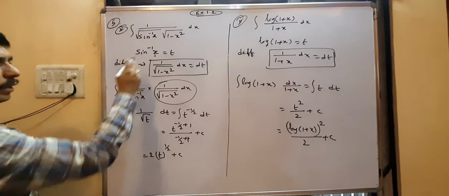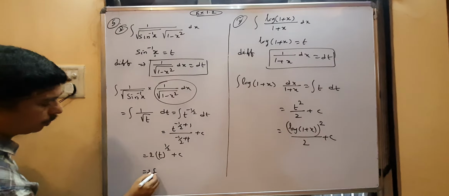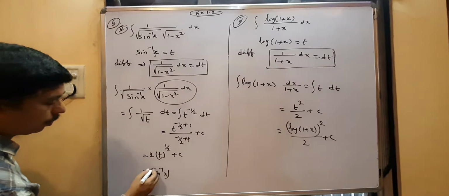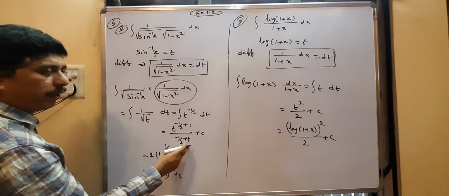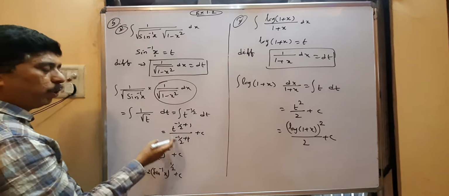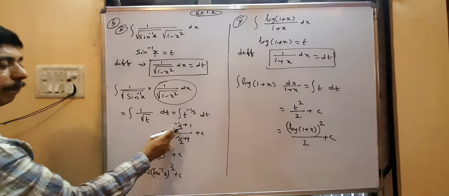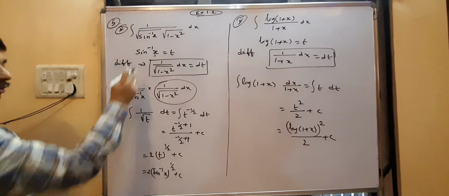What is the value of t? Sin inverse x. So 2 into sin inverse x whole power 1 by 2 plus c. In the denominator, minus 1 by 2 plus 1 is 1 by 2. 1 by 2 goes to the denominator, that becomes a 2. You have t power 1 by 2. T means what? Sin inverse x.